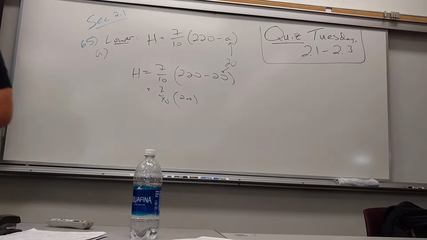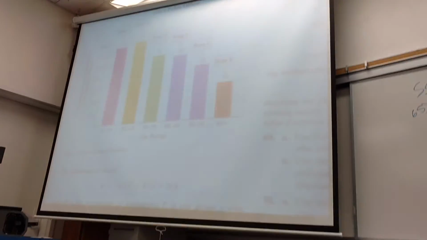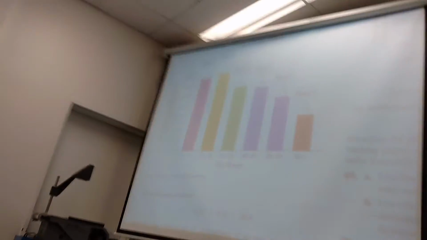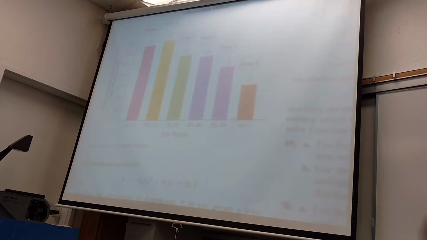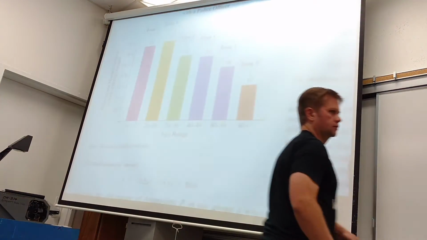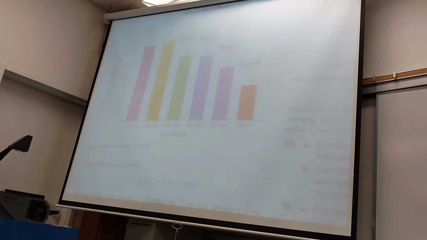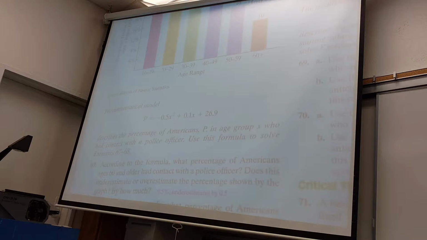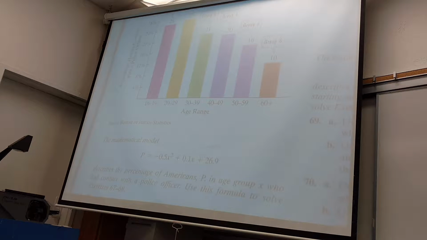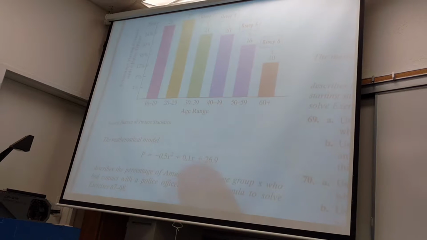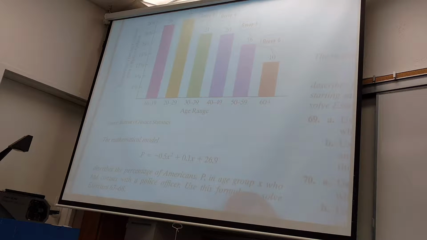Cool, there we go. People at home can see. So that's the graph they give you. There's the formula they give you, and X is the age group, and they tell you the group numbers up here. So 67 says, what percentage of Americans age 60 and older?